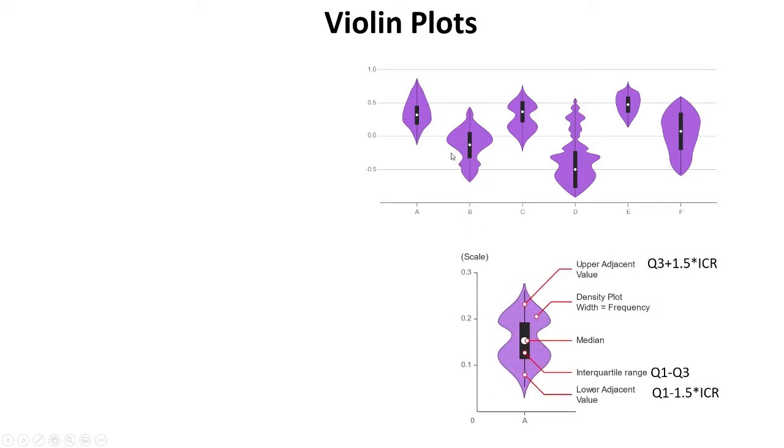And sometimes, in this case, you can plot a box plot inside of a violin plot. So this black line here is the box plot. The purple is the violin plot. The box plot regions, the median, the interquartile, the two quartiles, the lower and upper quartile values are all the same as what we talked about in the last slide.